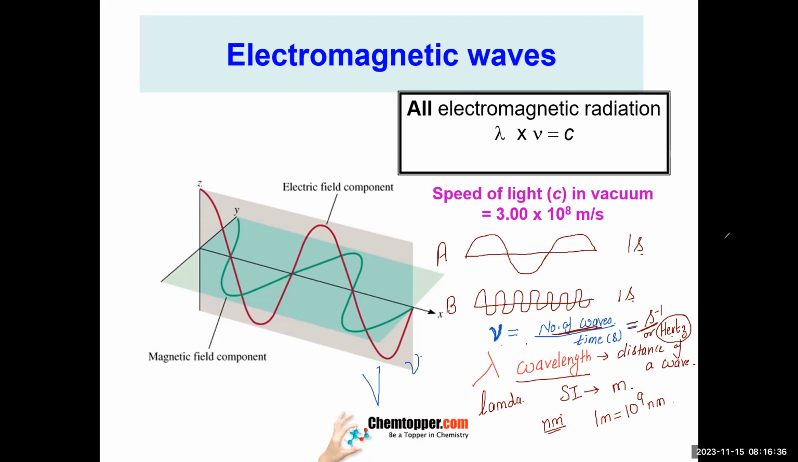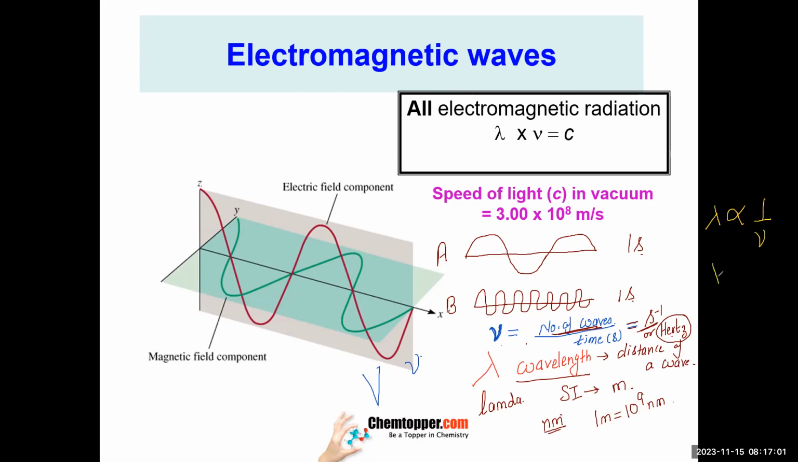So, what's the relation between wavelength and frequency? Are they directly proportional, wavelength and frequency? How are they related to each other? Direct, indirect, inversely. So, I can say that lambda, the wavelength, is inversely proportional to the frequency. Can I say that?